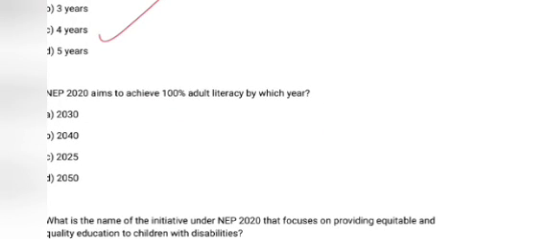Then NEP 2020 aims to achieve 100% adult literacy by which year? 2030, 2040, 2025, 2050. So it will be the year 2030. Okay, this is the year.